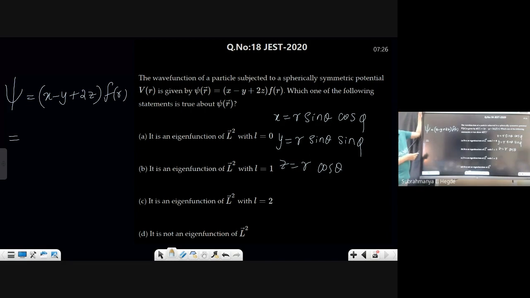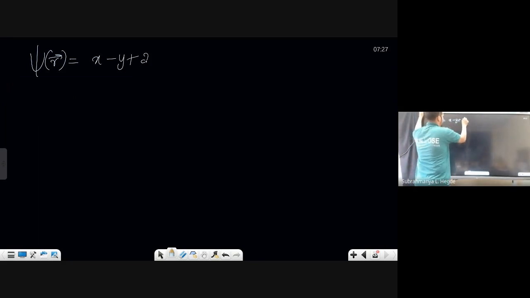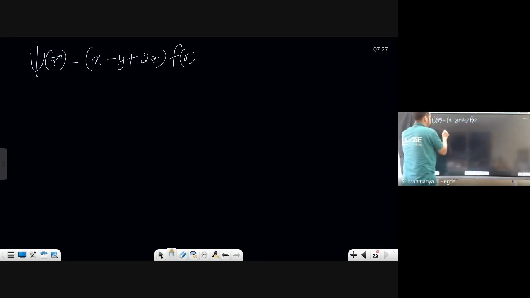Okay. Can you guys see this part of the book? I think Google Meet records it. They can see.